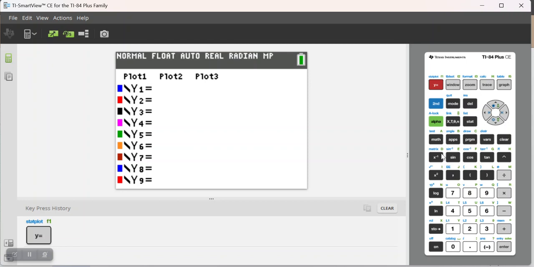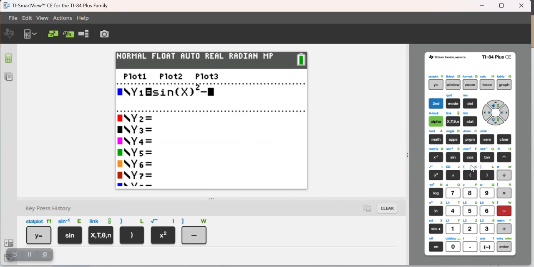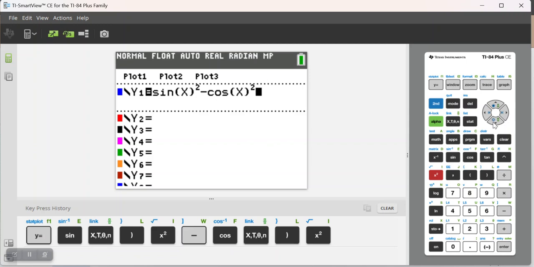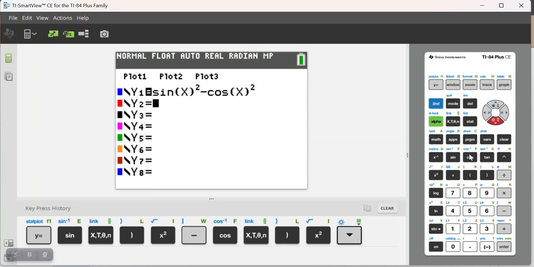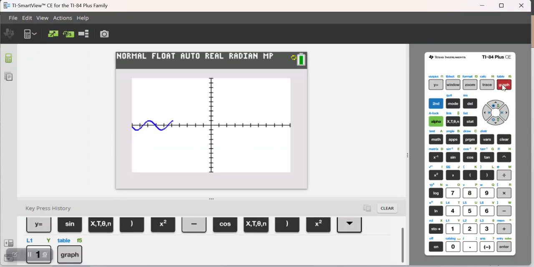So let's say we had to determine, is the trigonometric identity sine squared x minus cosine squared x equal to 1? Is that a true identity? Graphically speaking, all I'm really interested in doing is graphing both of those things: sine squared x minus cosine squared of x, and I want to determine, is that always equal to 1? And so I'm just going to graph both things. Notice I'm doing it separately, and then I'm going to analyze the graph.